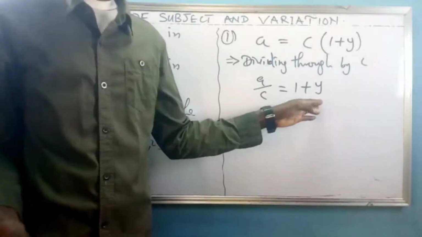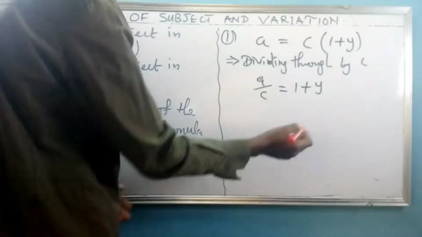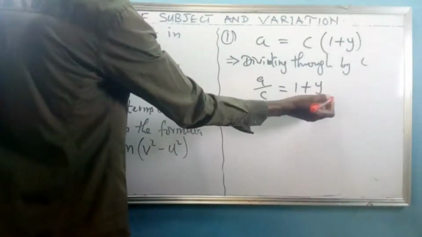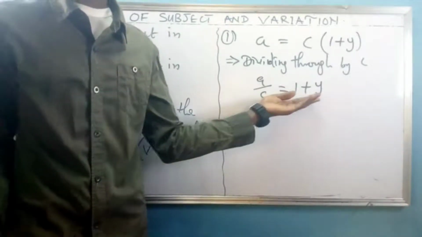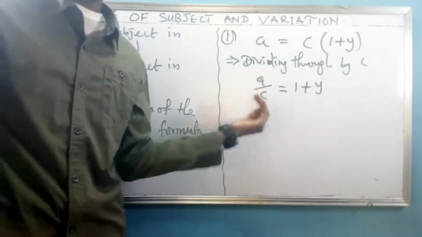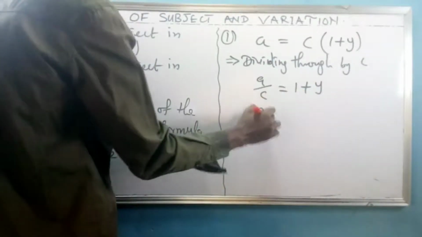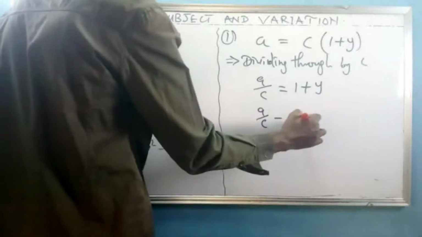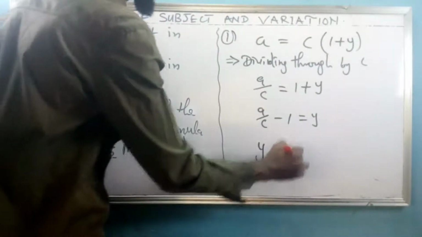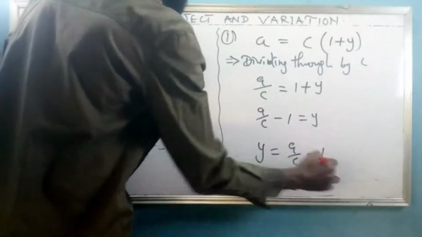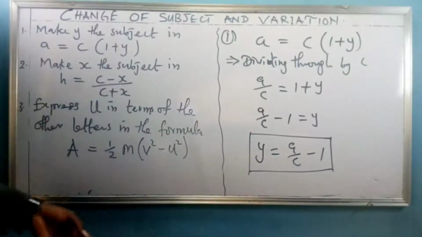But don't forget what we want to make the subject: y. Always remind yourself of the one that you want to make the subject. So what don't we need here? If we want to make y stand alone, we don't need this 1. We just need to move 1 to this place, and we're going to have y over there alone. So when this 1 moves to this place, you subtract. So we're going to have a over c minus 1 equals y. Do you see it now? So we're going to have y equals a over c minus 1, and that's our answer. We've already made y the subject. Do you get that?